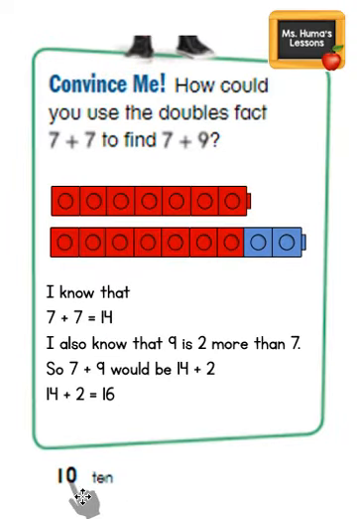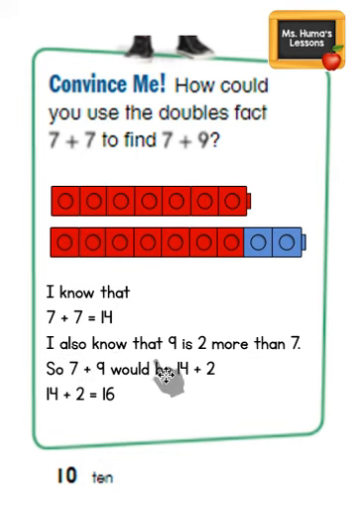This is the convince me question given on page number 10. How could you use the doubles fact 7 plus 7 to find 7 plus 9? We know that 7 plus 7 is a doubles fact, and usually we know the sums of the doubles facts by heart, and we know that 7 plus 7 is 14. Here I have shown the link cubes. Here we can see these are 7s, and by adding 2 more to 7 we can get a total of 9. So we can write here, I know that 7 plus 7 equals 14.